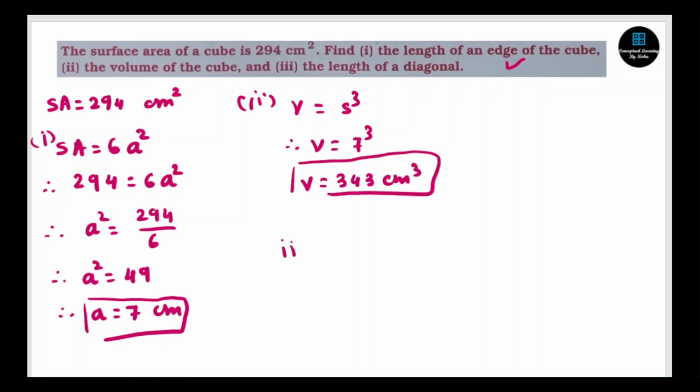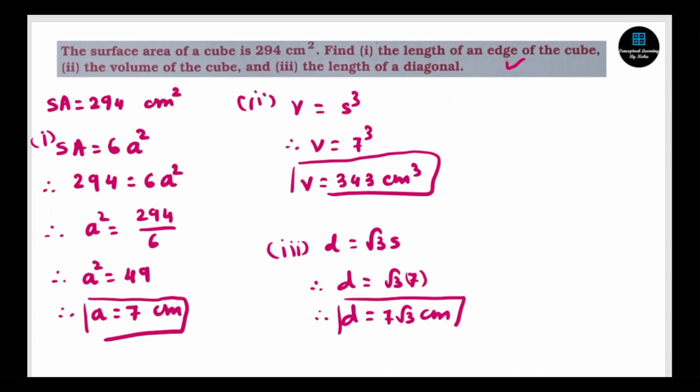And now we have to find the diagonal. So diagonal D is equal to square root of 3 into S. So we'll get D equals square root of 3 into 7. And I can say that D is equal to 7 square root 3 centimeter. Right? So we found all three answers very easily. Alright.